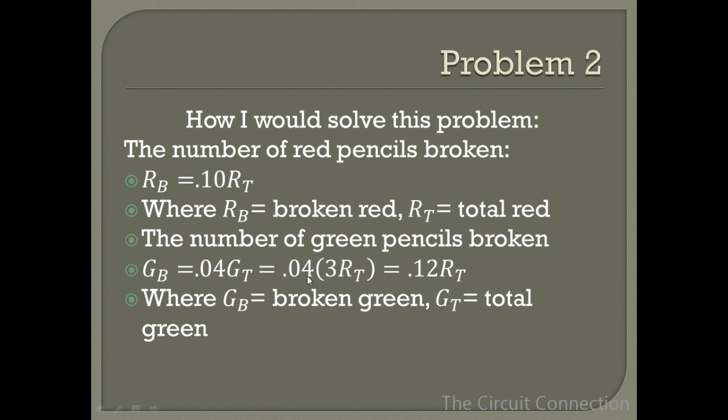And so again, recall the relationship that 3 times R sub T is equal to G sub T, which is the total number of green. So 3 times the total number of red equals the total of green. And we just put that in here. And now we have a figure of 0.12 times R sub T equals G sub B, which is the total number of broken green pencils.